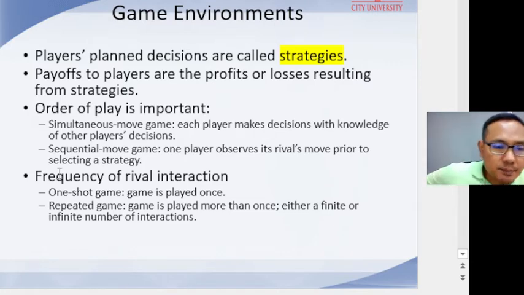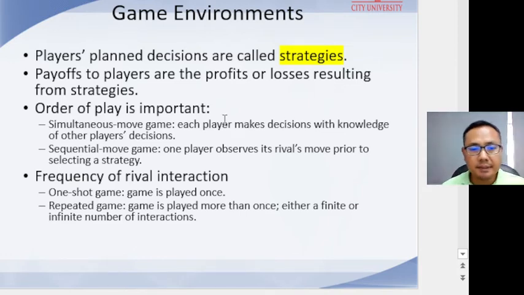So order of play is important. That is what you call a simultaneous move game: each player makes a decision without knowledge of the other player's decision. In a sequential move game, one player observes its rival's move prior to selecting a strategy. Then there is the frequency of rival interaction. A one-shot game, as we explained just now, is played once, and a repeated game is played two times, like for example playing chess.